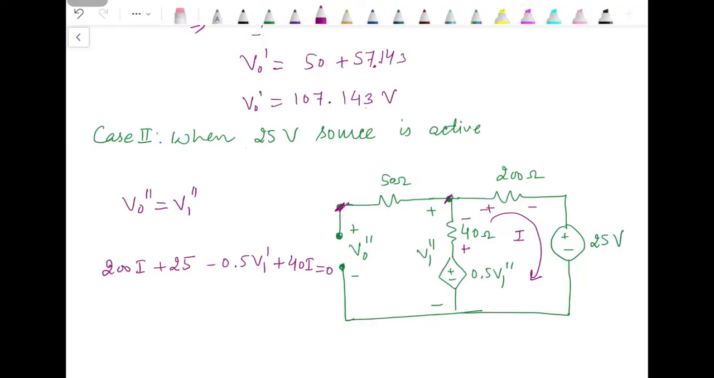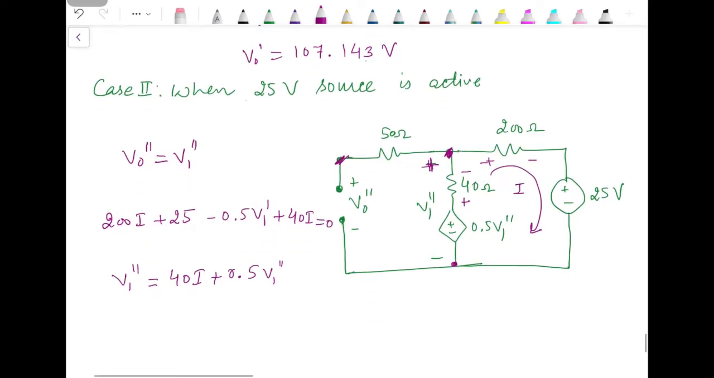Now we have one equation and two variables. We can write the second equation as well. From where can we write the second equation? We can write the second equation from here, that the voltage across this is V1 double dash. So V1 double dash is equal to 40I plus 0.5 V1 double dash.